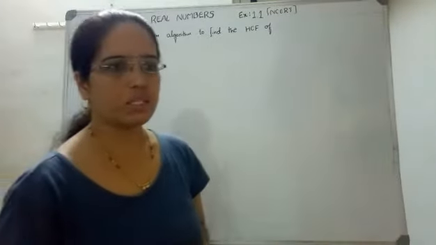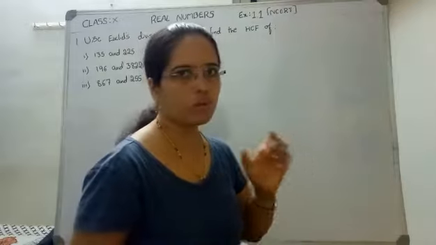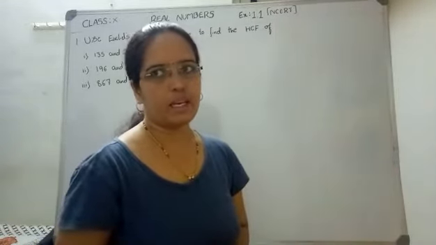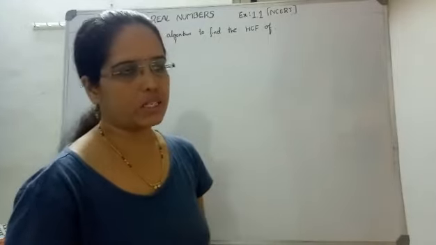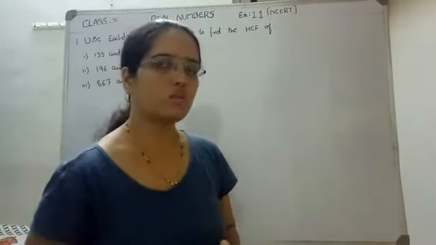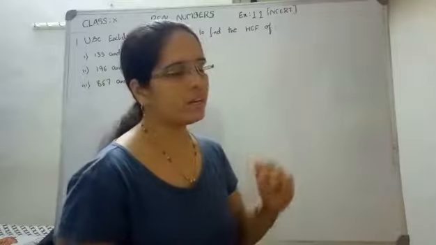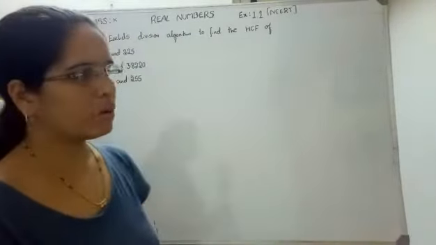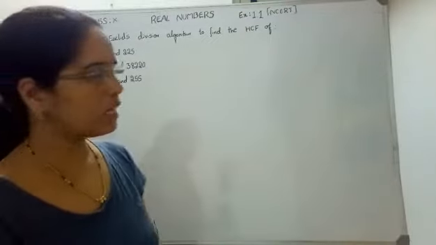Euclid's division lemma means we consider any two positive integers, in general a and b. A and b are any two positive integers. Those two numbers we write in the form a is equal to bq plus r. Actually, this is the standard form of Euclid's division lemma.